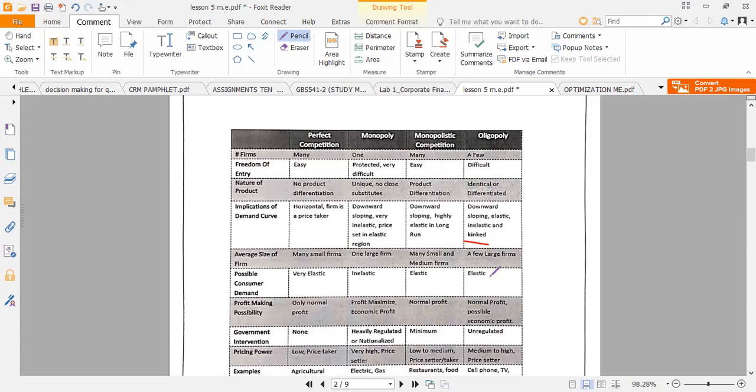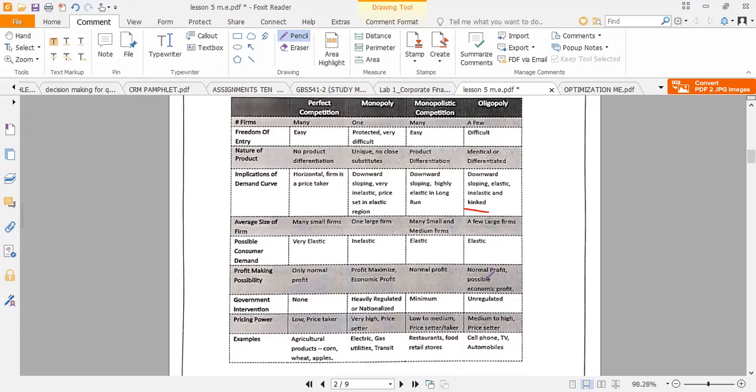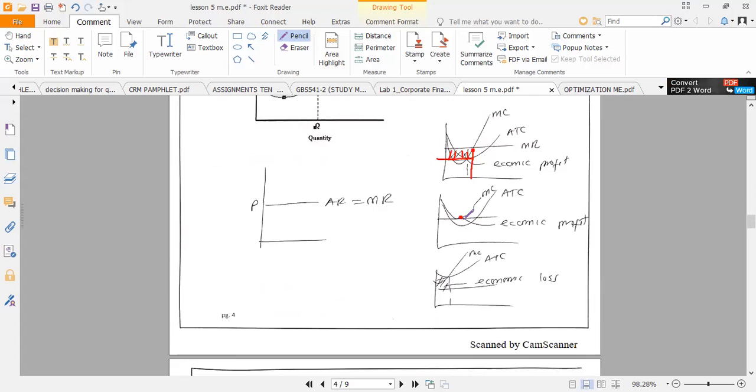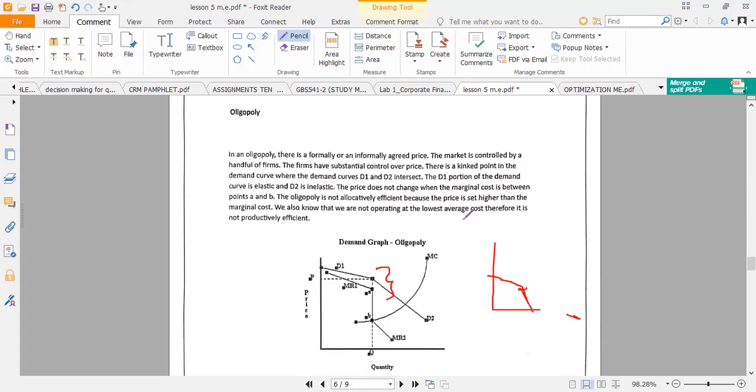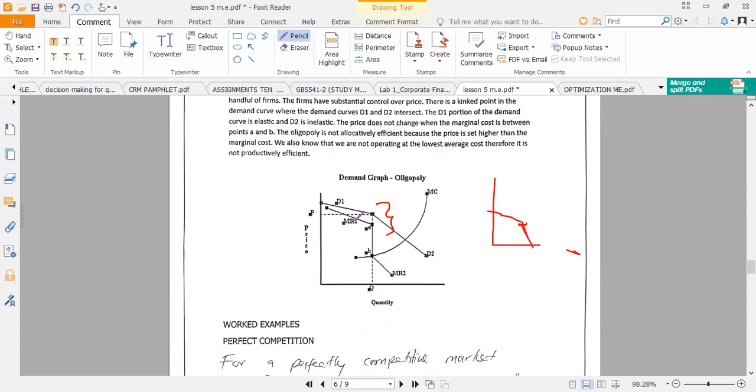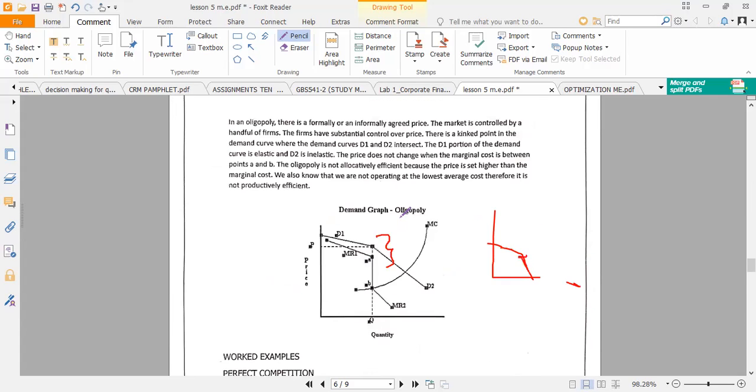Firms are few and large, demand is elastic, and they make normal profits in the short run and economic profits in the long run. Their sizes are medium to high, they are price setters. Examples are automobile companies. Their demand curve has a kink. By a kink, it looks like this. This is how the graph looks like.